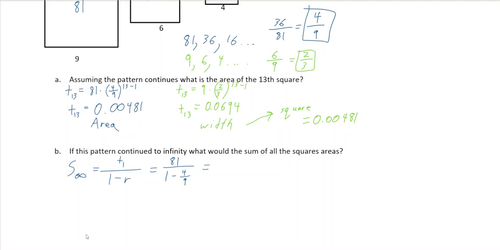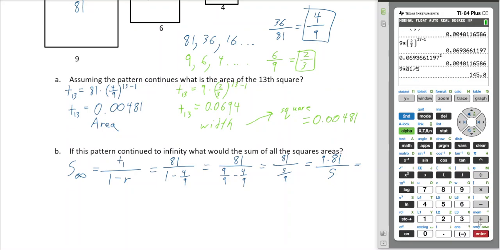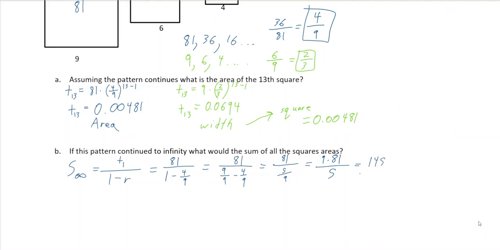And yeah, we could plug this in our calculator, or we can actually simply solve this by hand as well. So 9 over 9 minus 4 over 9, which is going to be 5 over 9. So 81 over 5 over 9, which means it's going to be 9 times 81 over 5. Okay, so 9 times 81 divided by 5, and we get 145.8.